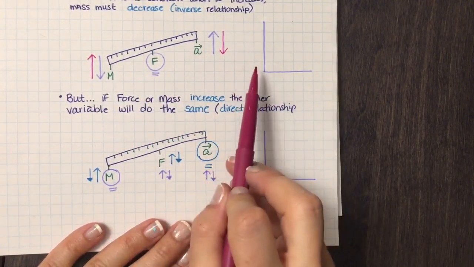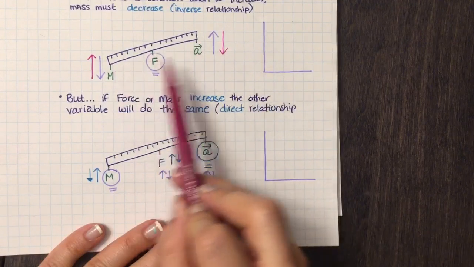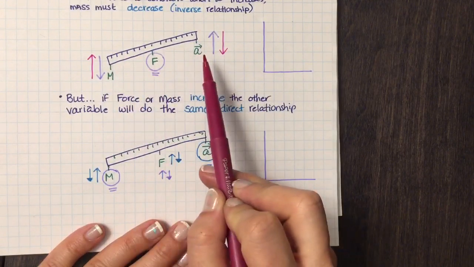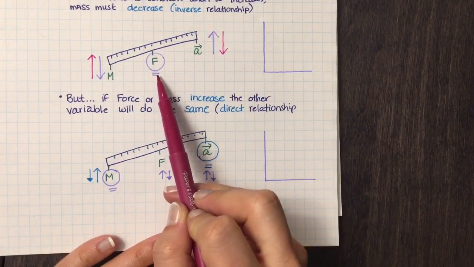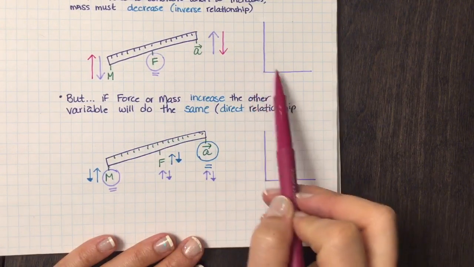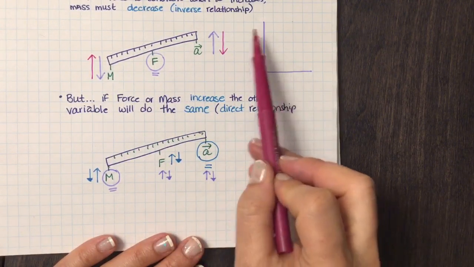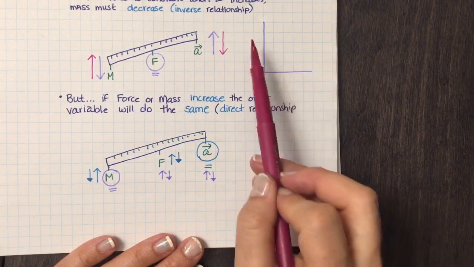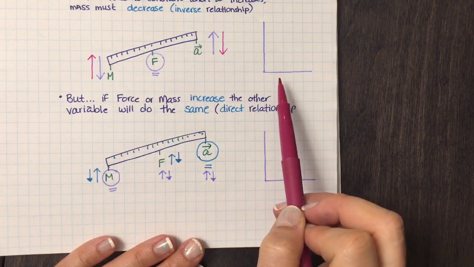We have a y and x-axis. We have three variables here: mass, force, and acceleration. If force is constant, it is not going to be changing. We're not changing it here. We're not looking for a result here. So force is not on this graph, okay?